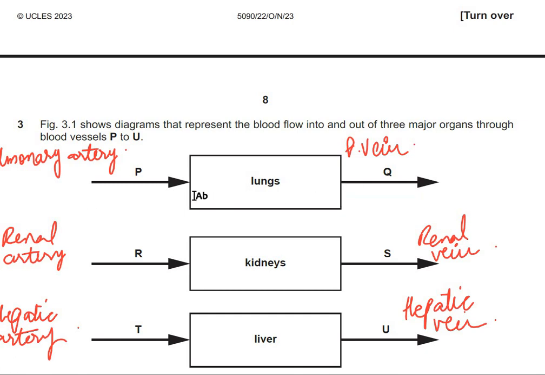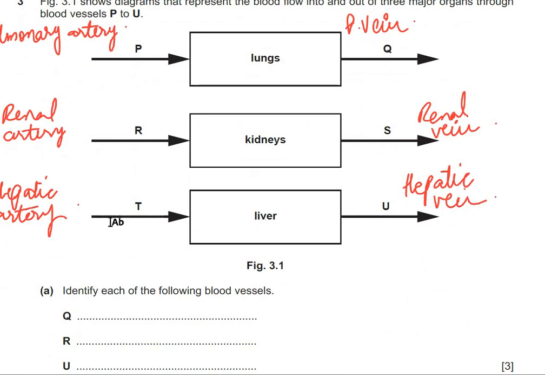I have labeled it for you. The blood vessel that is coming towards the lungs is the pulmonary artery, and that is leaving the lungs is the pulmonary vein. The blood vessel that is coming inside the kidney is the renal artery, and the blood vessel that is leaving the kidney is the renal vein. The blood vessel that enters the liver is the hepatic artery, and the blood vessel that leaves the liver is the hepatic vein. So we need to identify each of the following blood vessels.